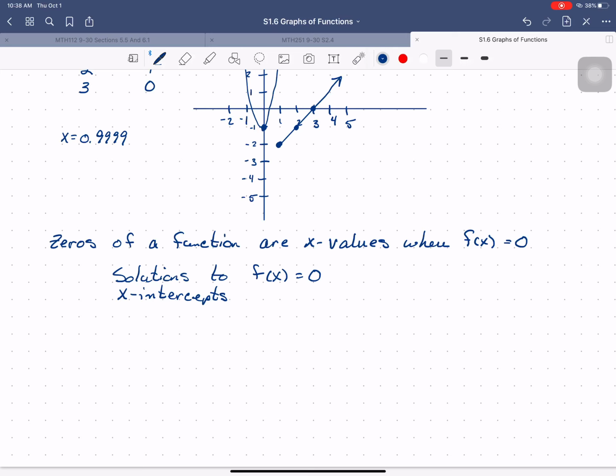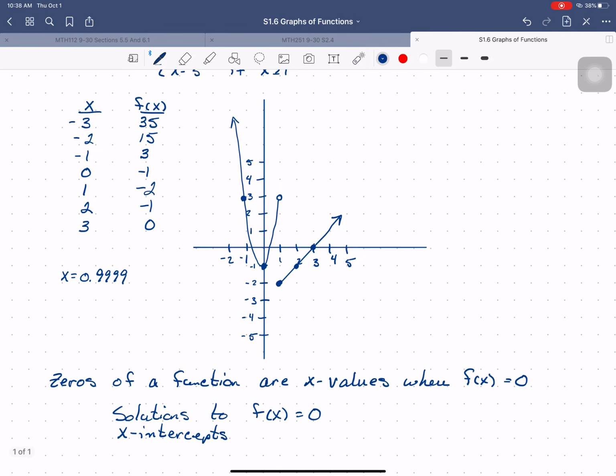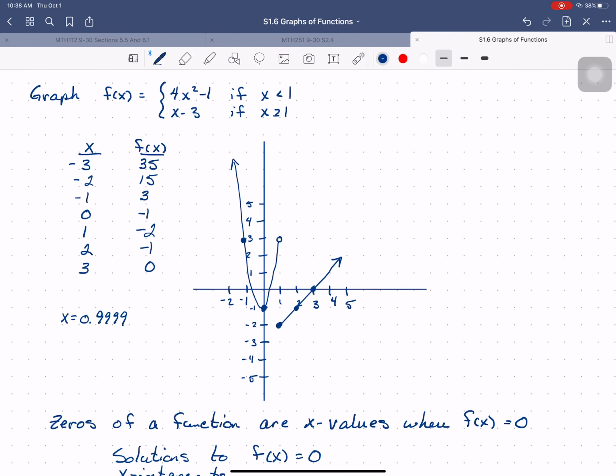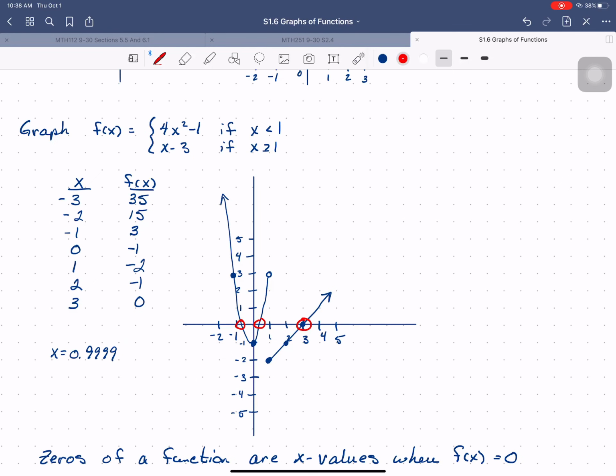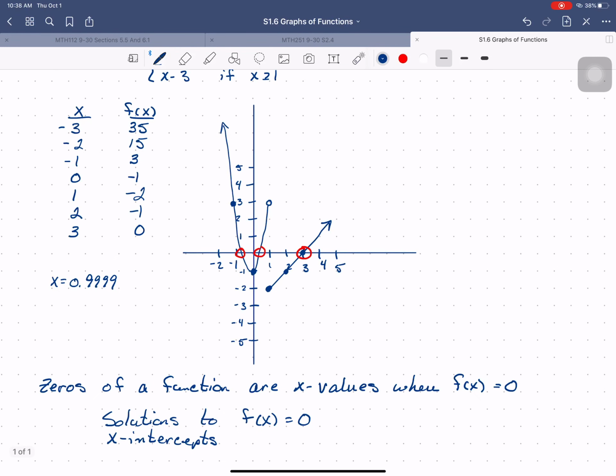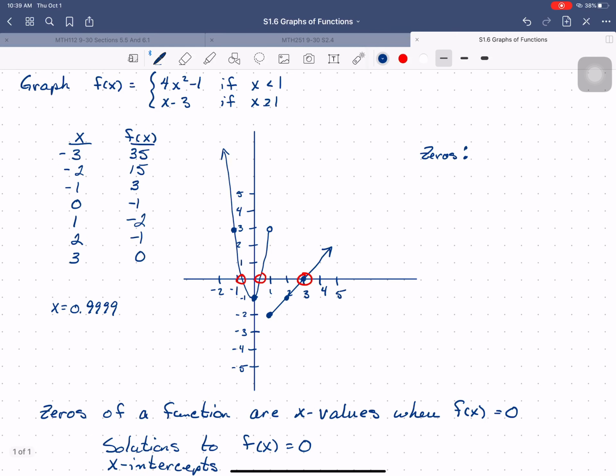So for these two functions that we just worked with, this piecewise function has a few zeros. It's got a 0 here, and here, and here. Okay? And we'll talk about how to find those zeros. In fact, we can find them now. So for this function, if we wanted to find its zeros, we need to solve the equation f of x equals 0.